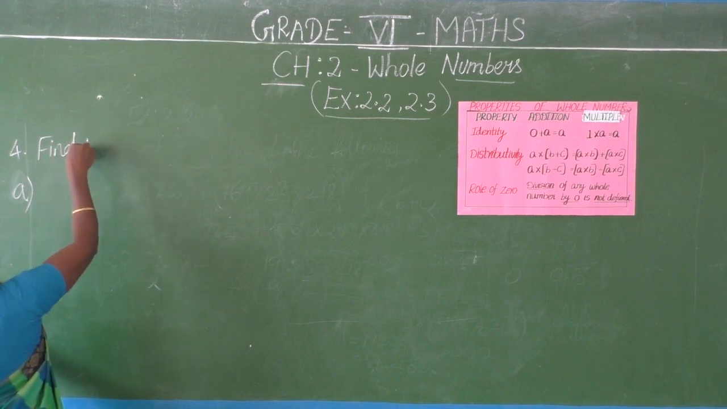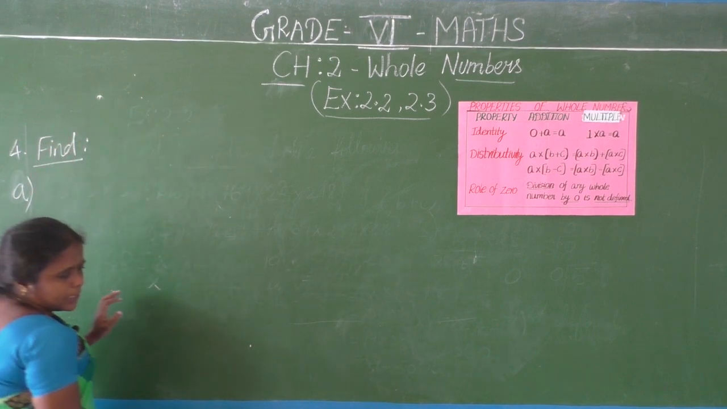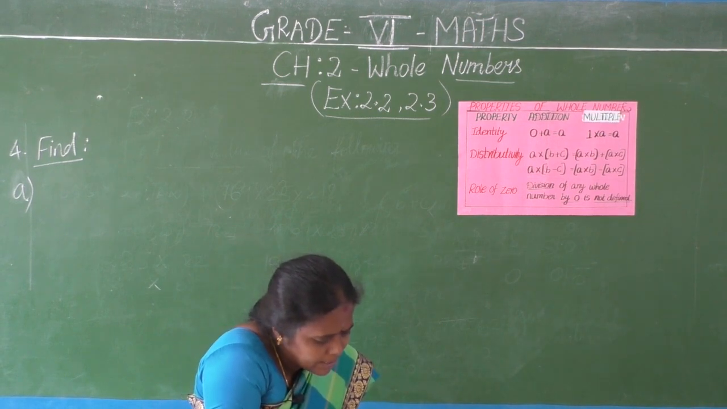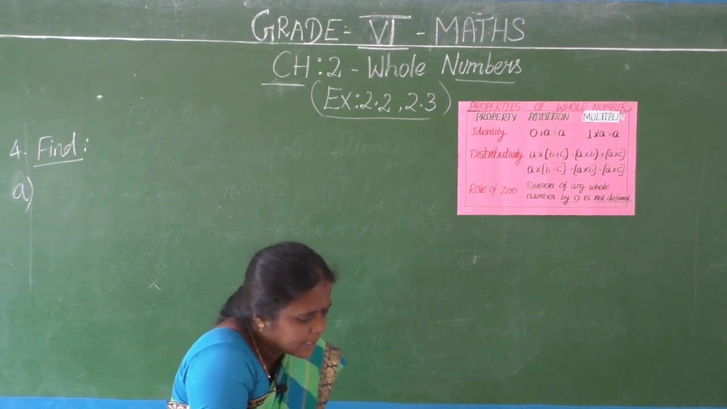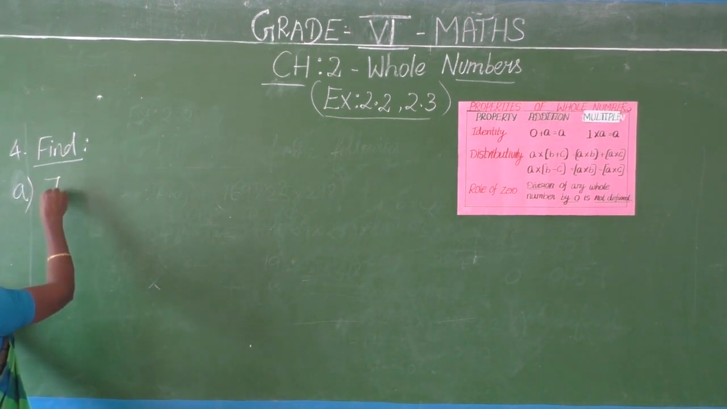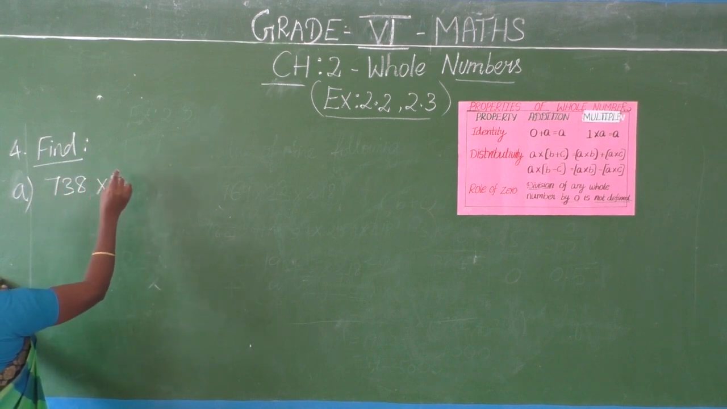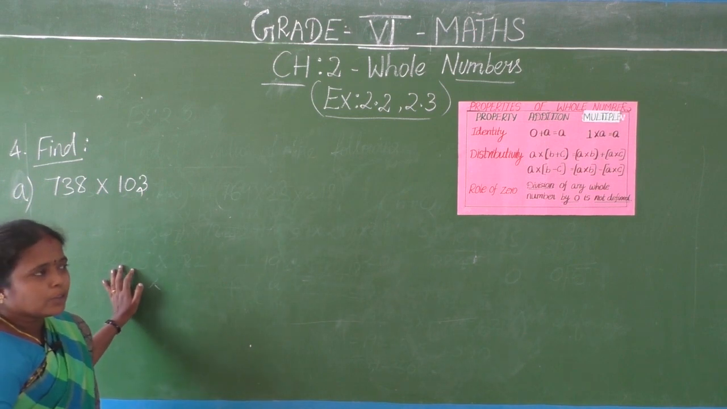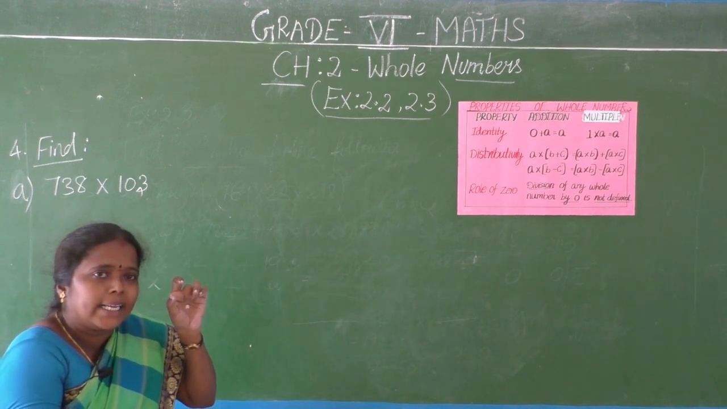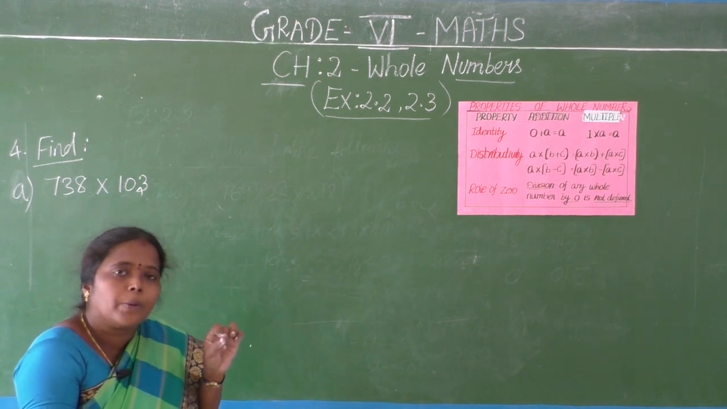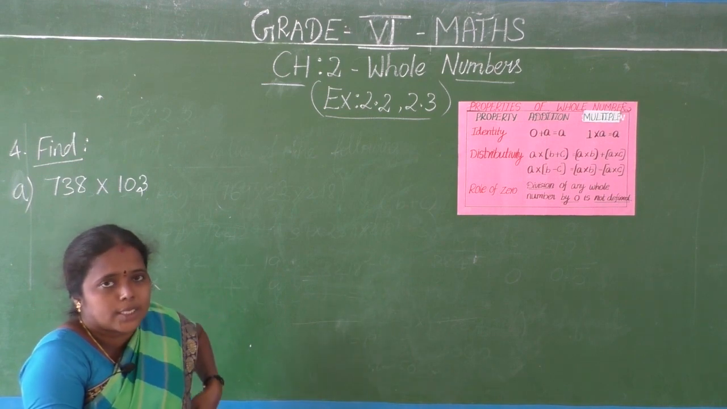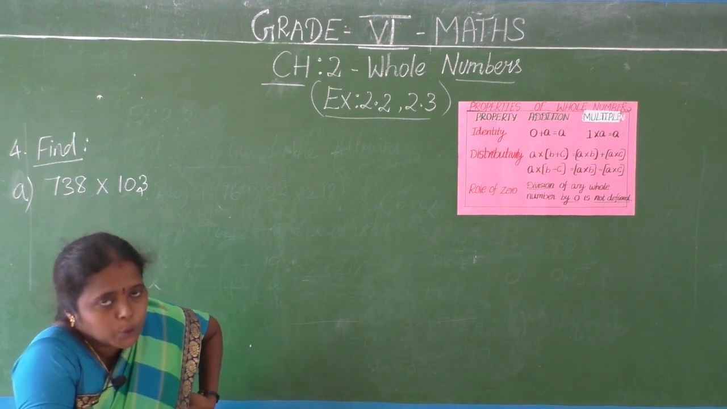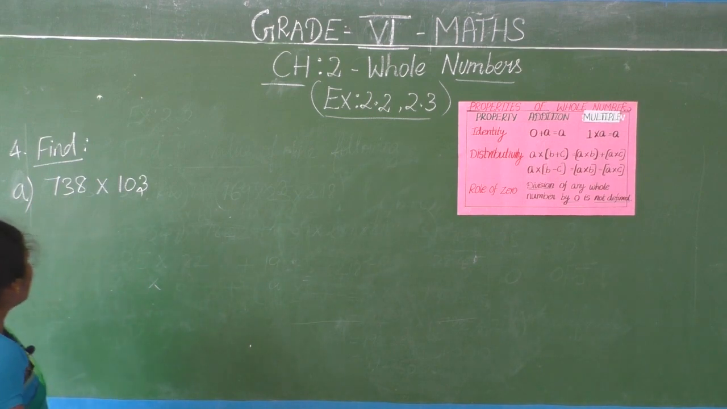Find using suitable property. First question, 738 into 103. Just normal multiplication wise given. But what is the heading? Using suitable property, solve it. Like that the question is given. So what to do? You have to use property there. Clear?